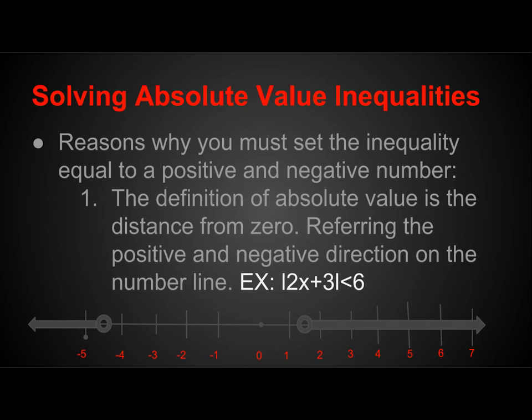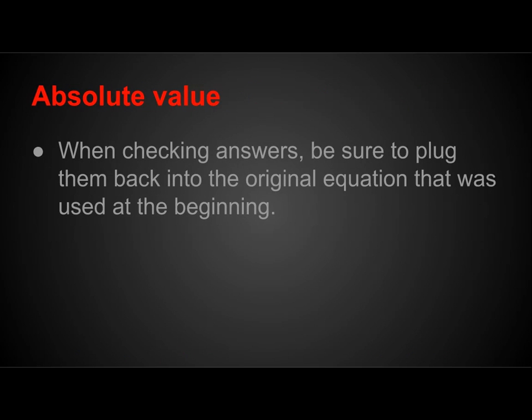The reason why you have to do that is because the definition of absolute value is a distance from 0, referring to the positive and negative direction on the number line. So you would have to make -6 and +6 to get both of your answers, and then plug them back in to see which one works, or if they both work.